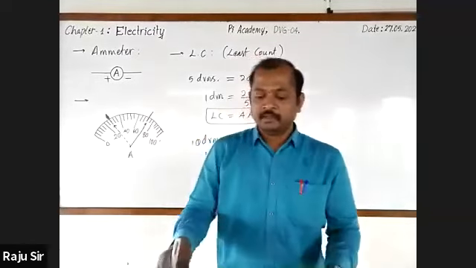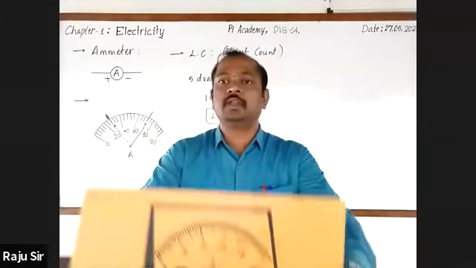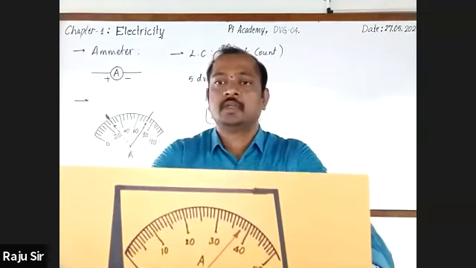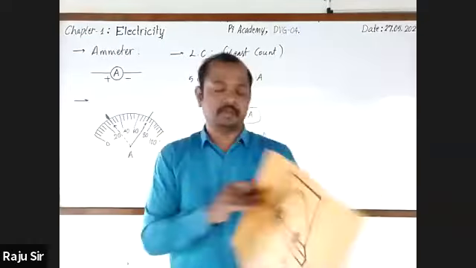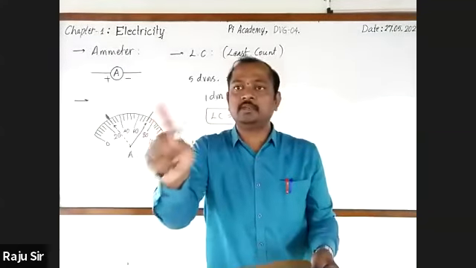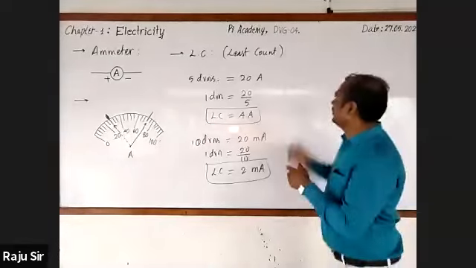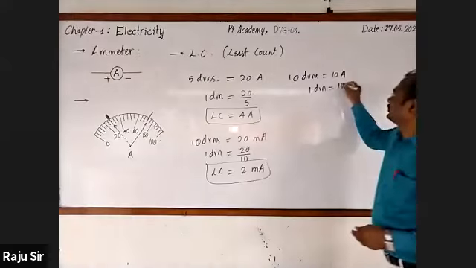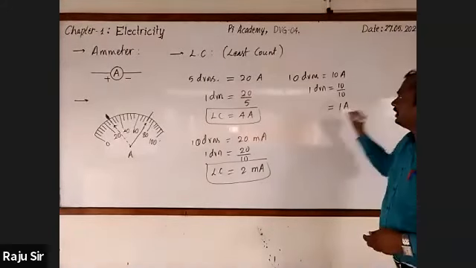Next, another one. First, you tell the least count of this ammeter. 1, sir. Okay, you are right. 10 divisions is equal to 10 amps. One division is equal to 10 by 10. It is 1 amp.